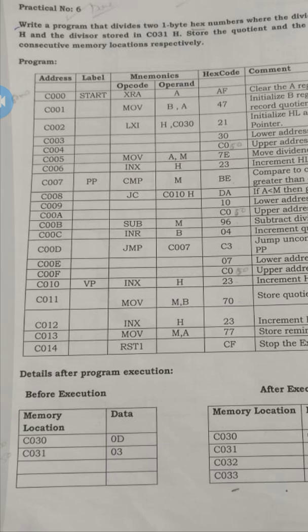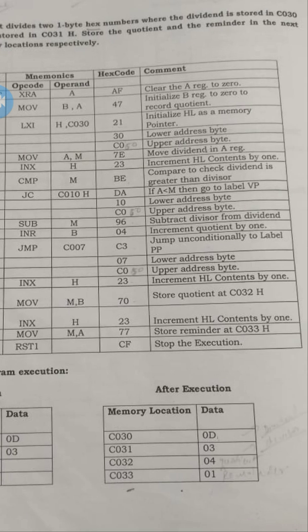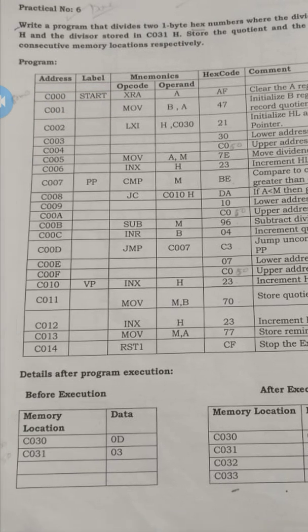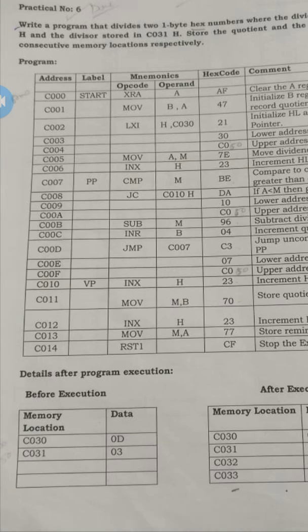So first of all, look at this part before execution. Your dividend is stored in memory location C030 and the dividend is 0D. D means 13. So the data is 13 and the divisor is in the next consecutive memory location. The next consecutive memory location is C031 and here the data is 03. So it means your number is 13 and you have to divide your number 13 by 3.